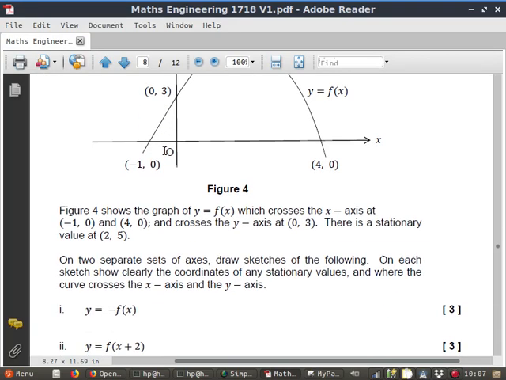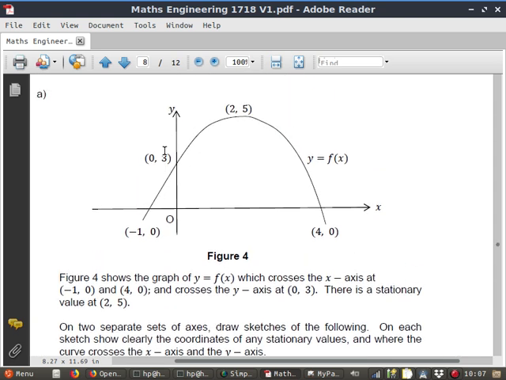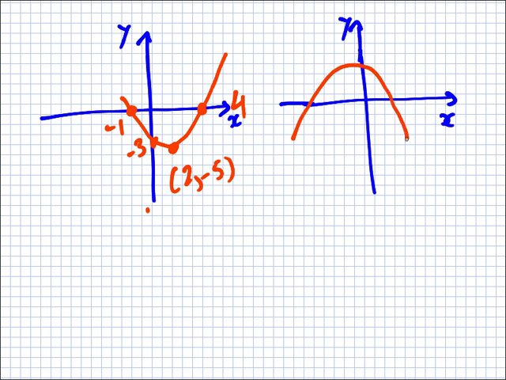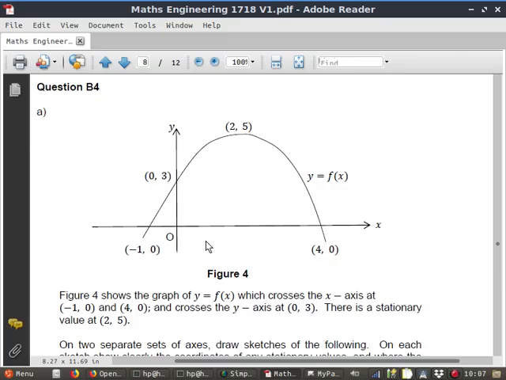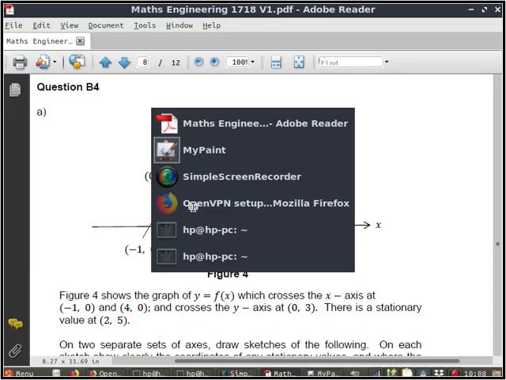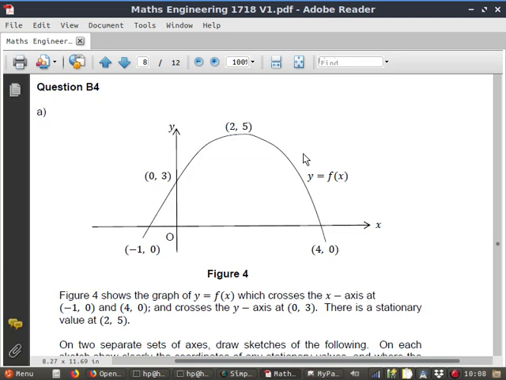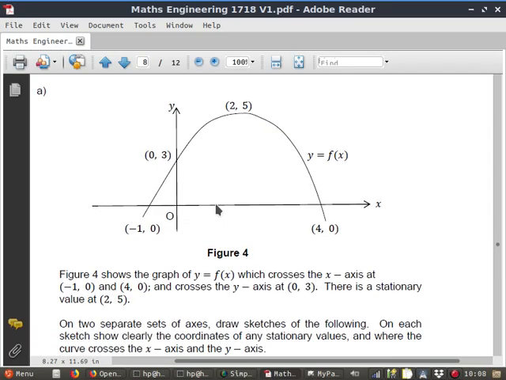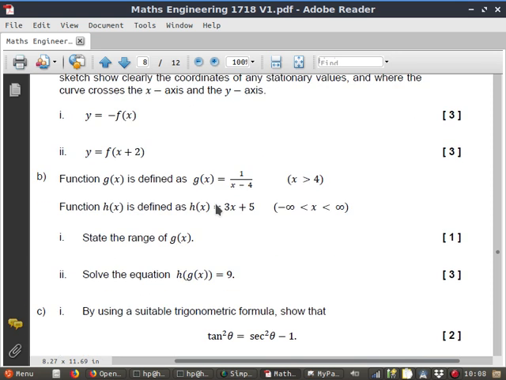What happens with the next case? The +2 there. So in that one, it moves things to the left. So this 4 is now at 2. This -1 is at -3. Yeah? That 2, 5 is now here at 0, 5. And that is that. Okay? There you go. So that's 3, 3, 6.